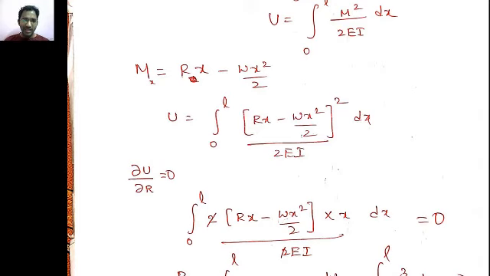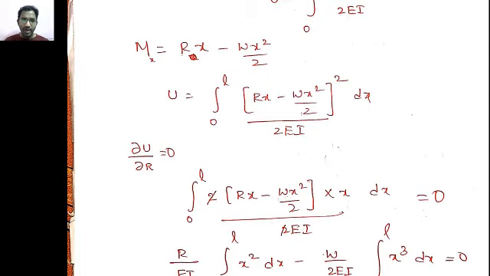So what is the second theorem statement? The partial derivative of strain energy with respect to the redundant must be a minimum. Minimum means it must be equal to 0. So after applying this, ∂U/∂R, I am applying the partial derivative of U with respect to R. The remaining terms are 0 or constant.